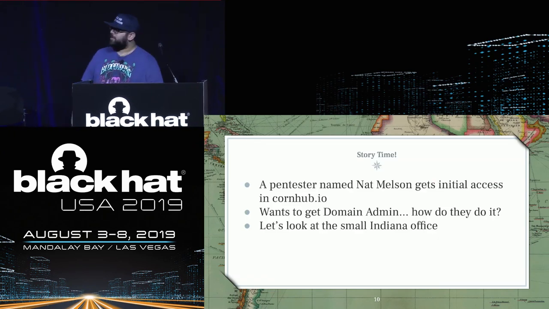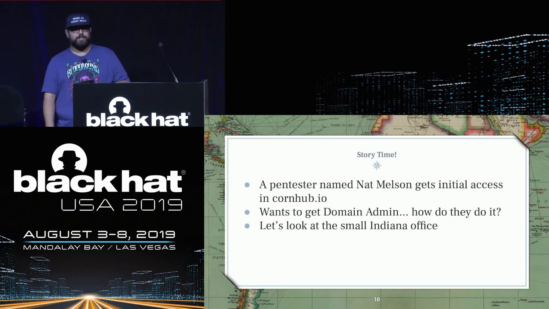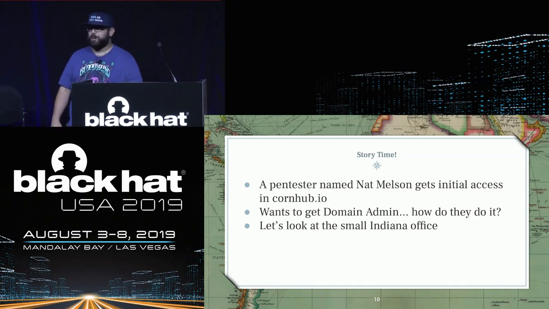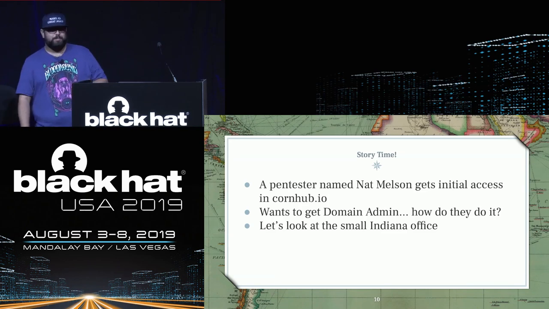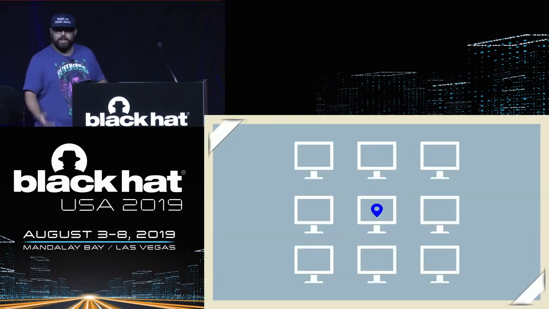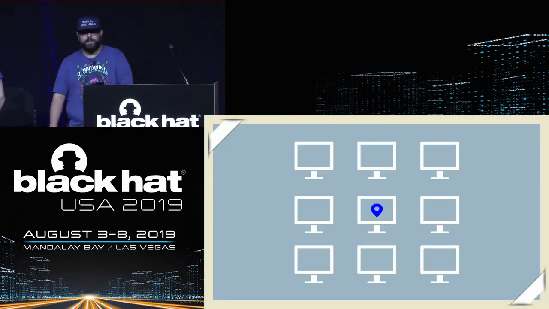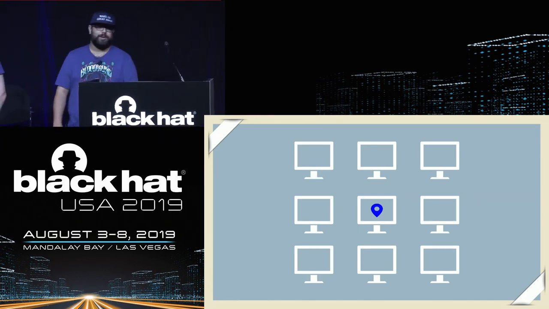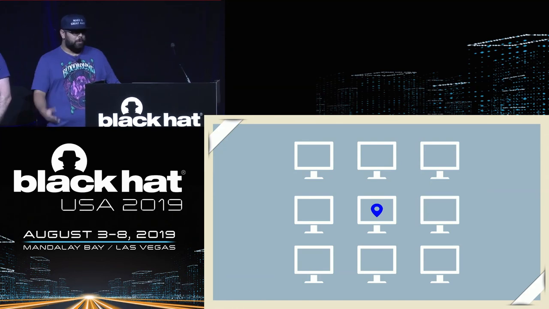So let's tell a little story here. We have a pen tester named Nat Nelson, and he is pen testing the cornhub.io domain. This is a nice little tiny office in Indiana. Got to make sure that they're really secure. So they have about 9 computers. Nat Nelson phishes and gets initial access on the computer in the middle right there. So this is our old methodology here.